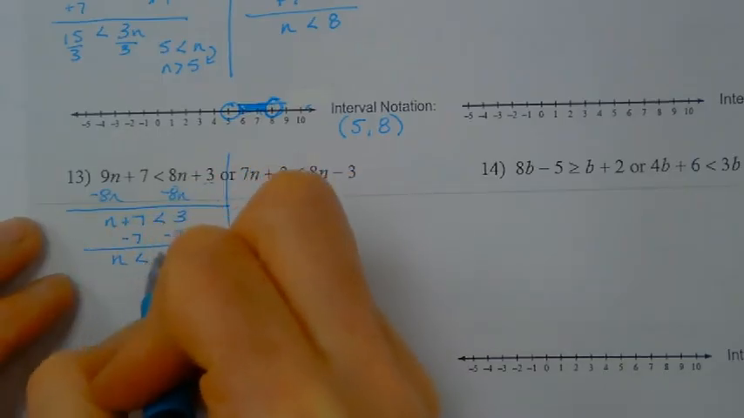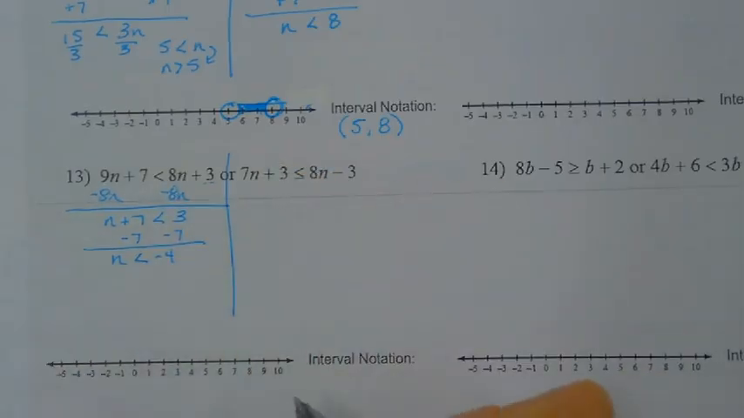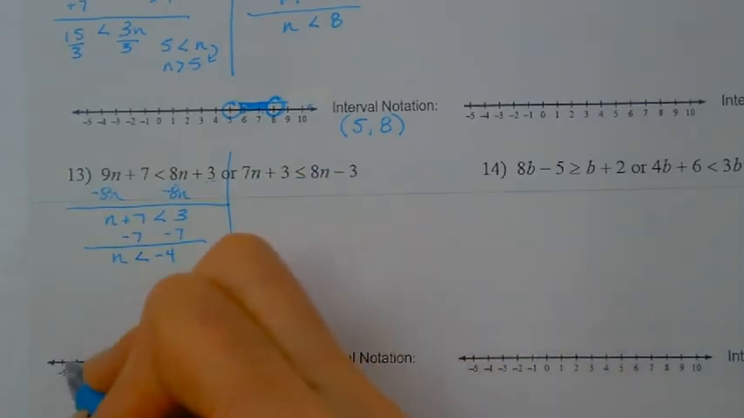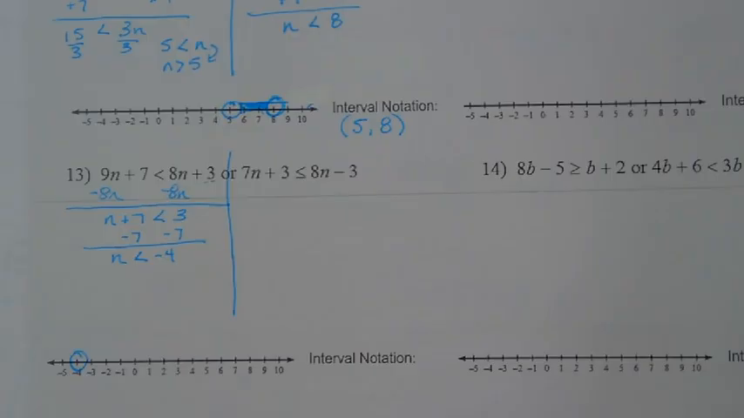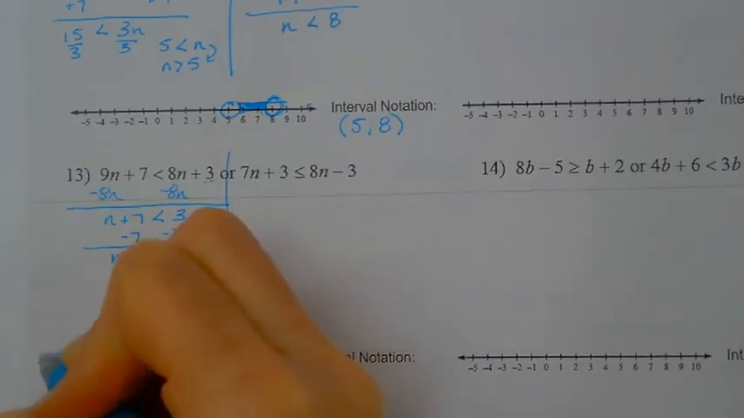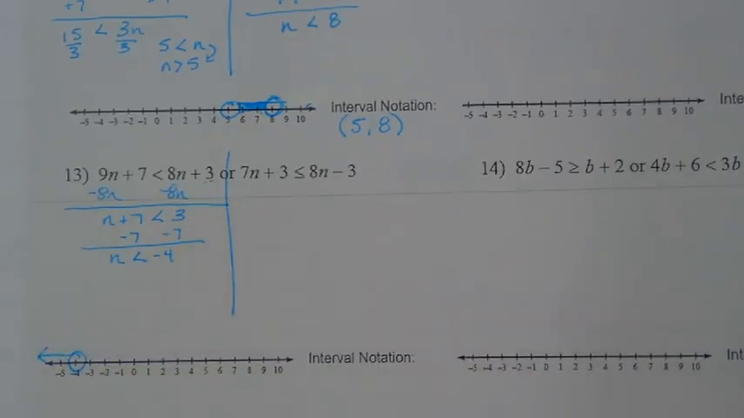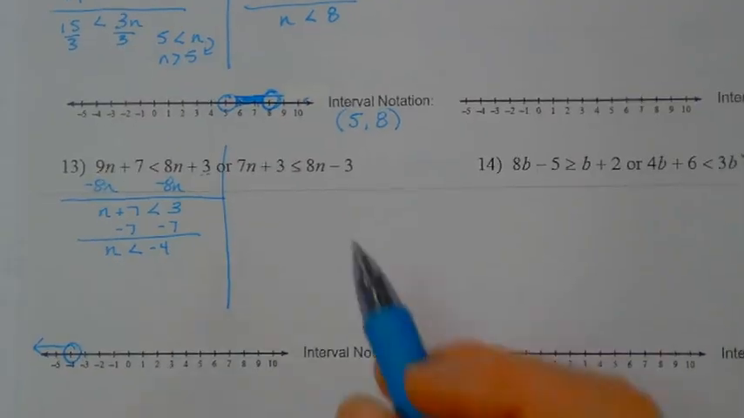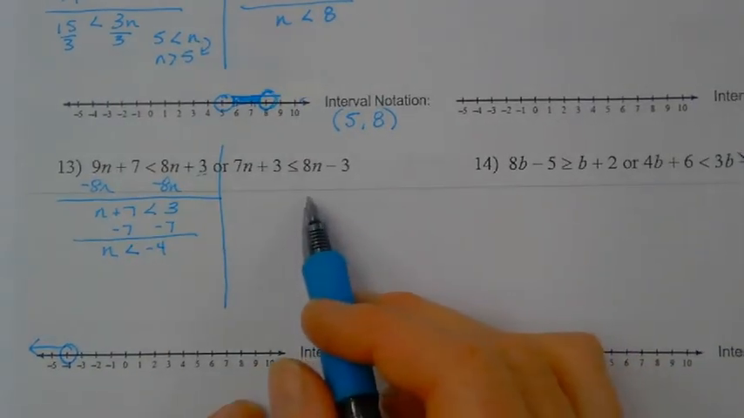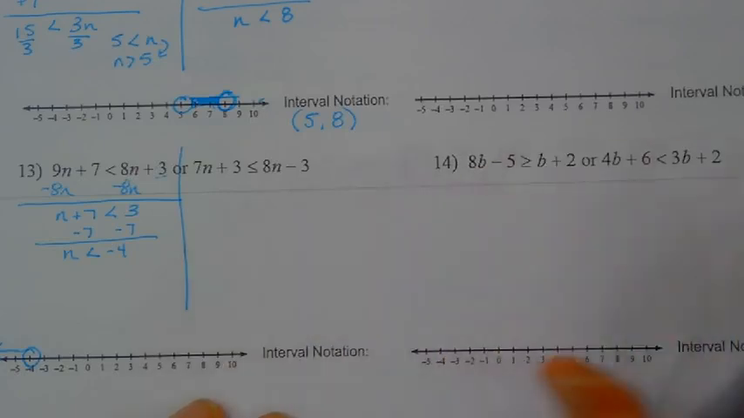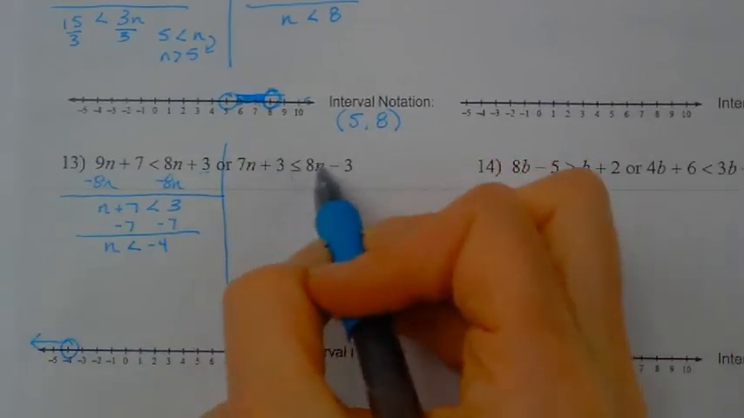Okay? So n is less than negative 4 is going to be this bubble and all the numbers less than negative 4. And then this side, I'm going to solve again by getting rid of the variable on one side. We have them on both sides. Let's subtract this one.